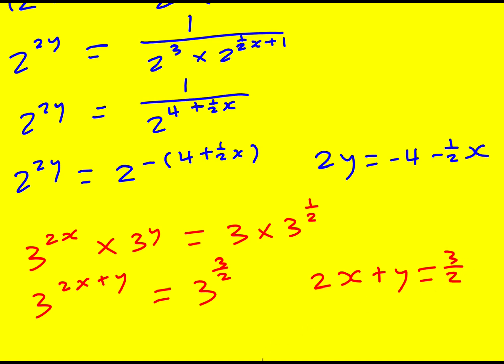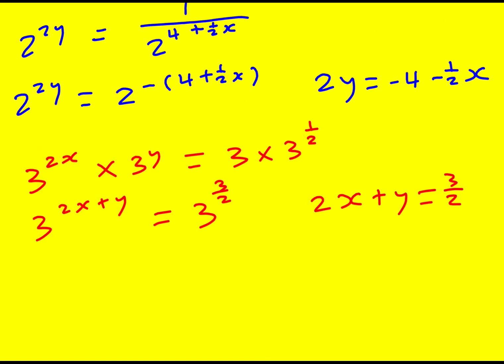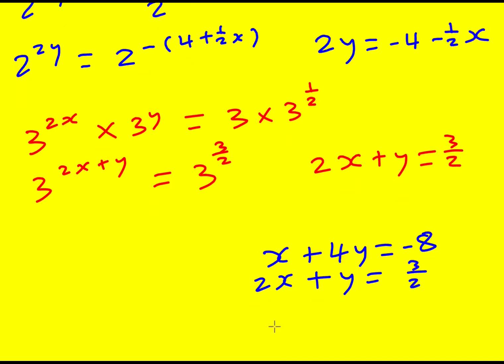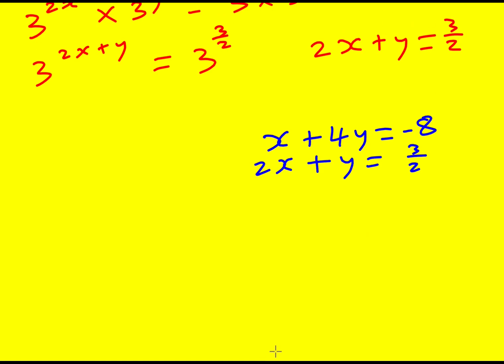And I've got simultaneous equations that I can now solve. So let's write it out as we normally would. So I'm going to add the half x on and times by 2. We're going to get x plus 4y is equal to minus 8. And 2x plus y is equal to 3 over 2. I just wanted to get them all as whole numbers, but I should have timesed through by another 2. So let me do that now.